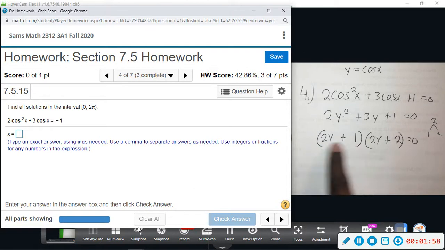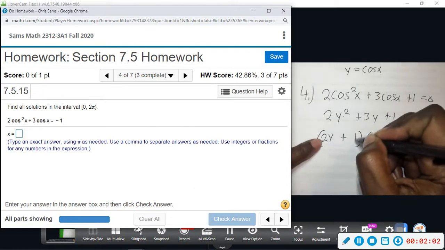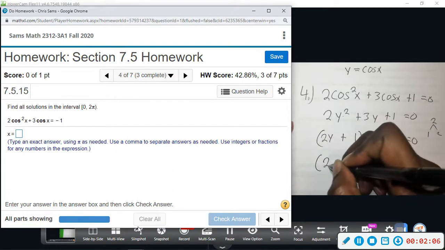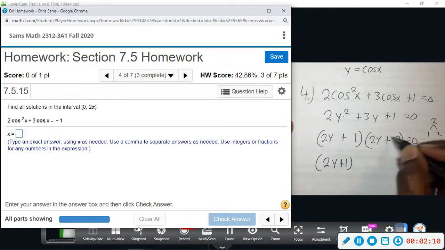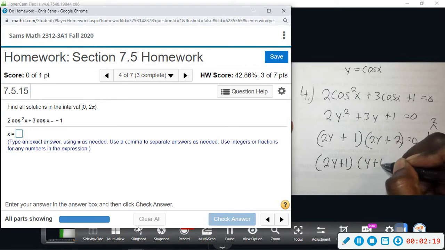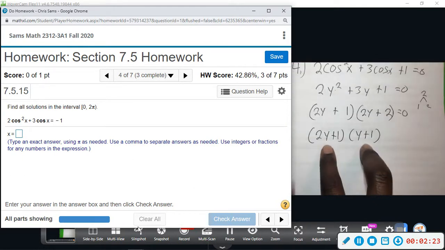So we're going to reduce. So 2y, 2 and 1 cannot be reduced by dividing by any common term. So leave this one the same, 2y plus 1. Now, this one, divide by 2, and you will get y plus 1. So that one will reduce. So at this point, we have factored the problem.